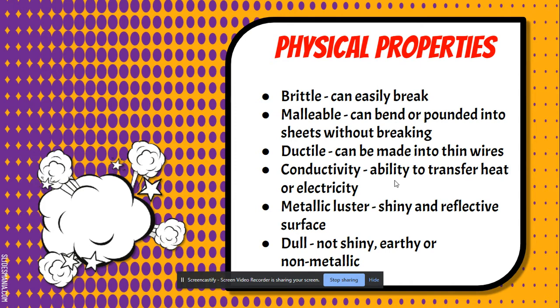Conductivity, the ability to transfer heat or electricity. Metallic luster, or metallic, that is shiny and reflective. All right, that means it's got some shine to it. If it's dull, it is not shiny. They might call it earthy, kind of like dirt that's very flat colored, or non-metallic.